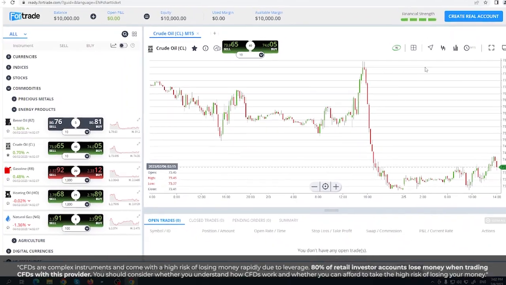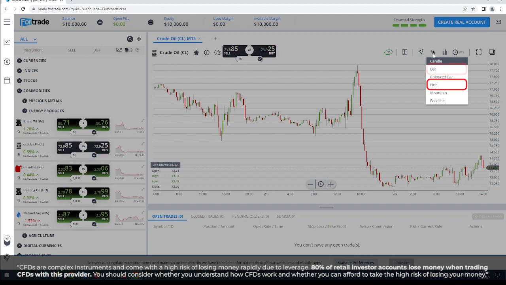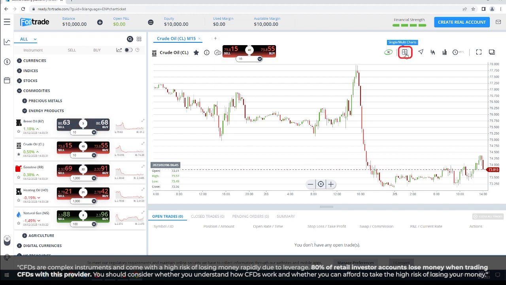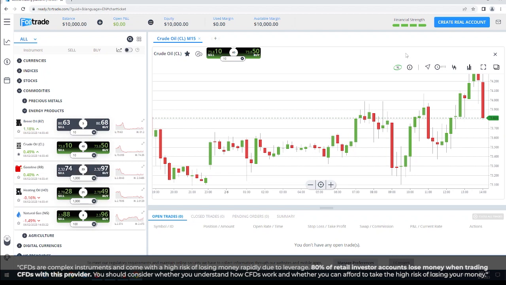By clicking on chart type, you can change the look of your chart to candle, that is Japanese candlesticks, bar chart, line chart, and mountain chart, among others. The Japanese candlesticks chart is more detailed and gives us more information, so we are going to stick to it. You can also open multiple charts and look at the price movement in several different instruments. And you can spread the chart out across the entire screen by clicking Resize Chart.